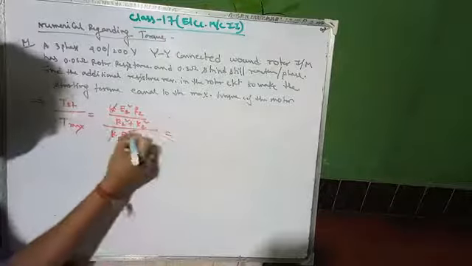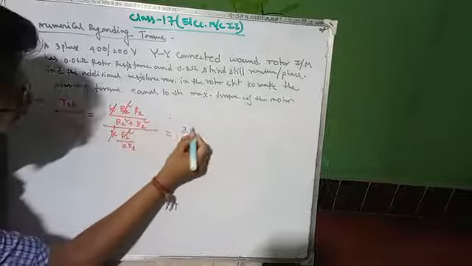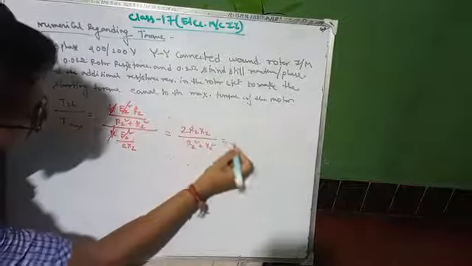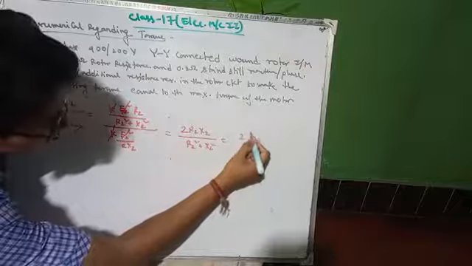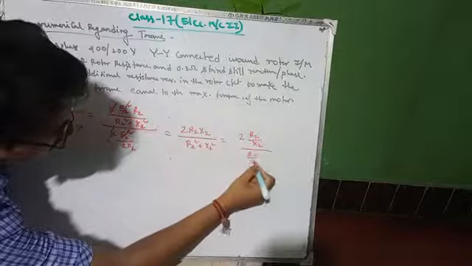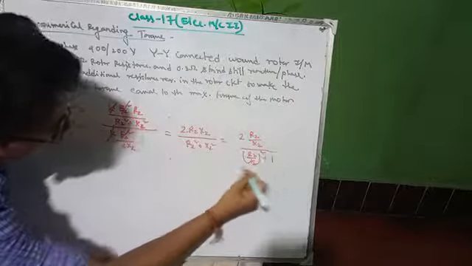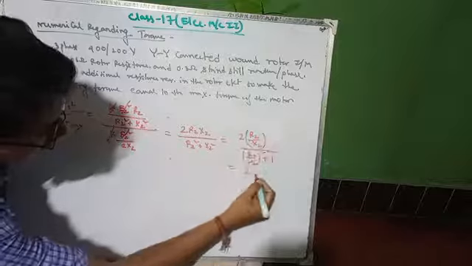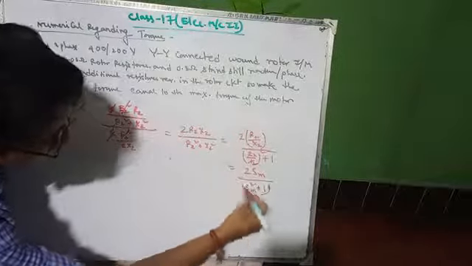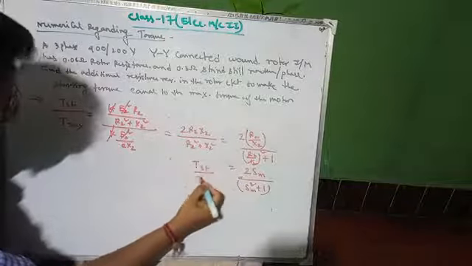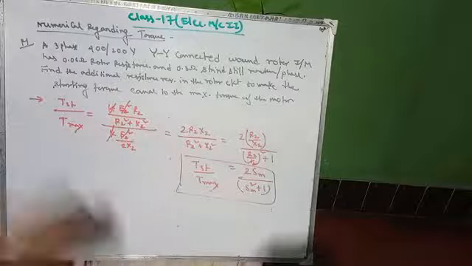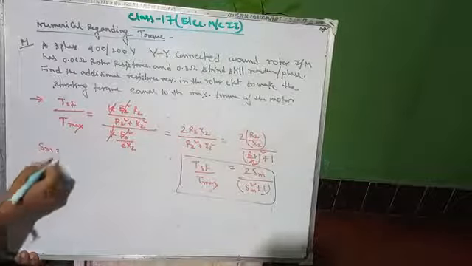So K will be cancelled out, E2 square will be cancelled out, 2R2X2 divided by R2 square plus X2 square. Now dividing this by X2 square, that will be equal to (R2 by X2) whole square plus 1, right? So 2 into this one, which is called Sm, by Sm square plus 1. So this is the relation of Tst by Tmax. It is a well known formula, you have to remember it.